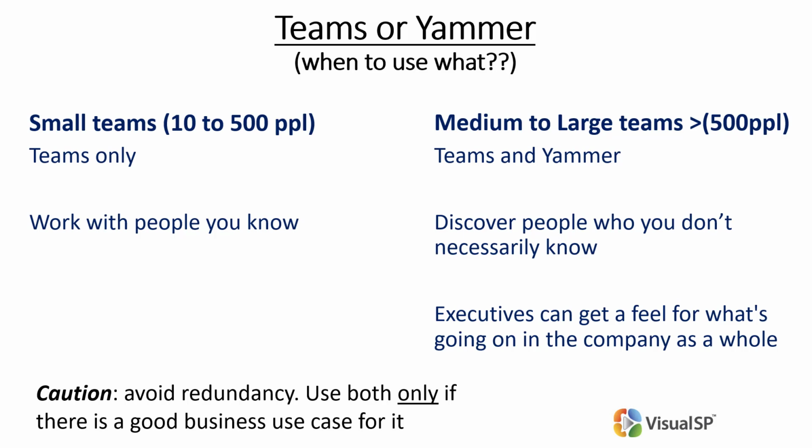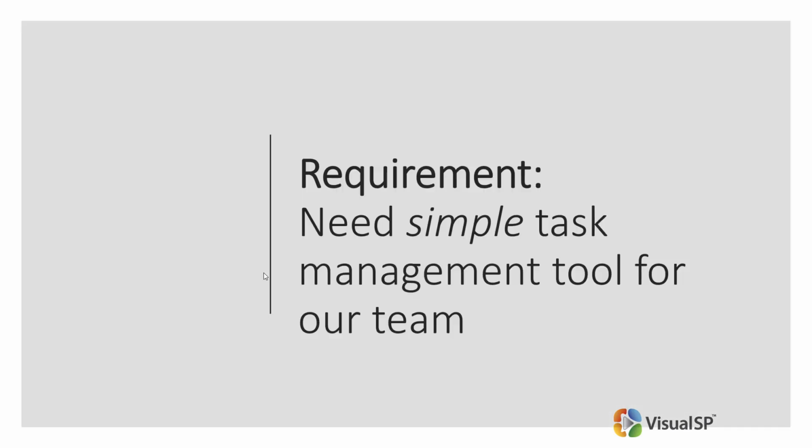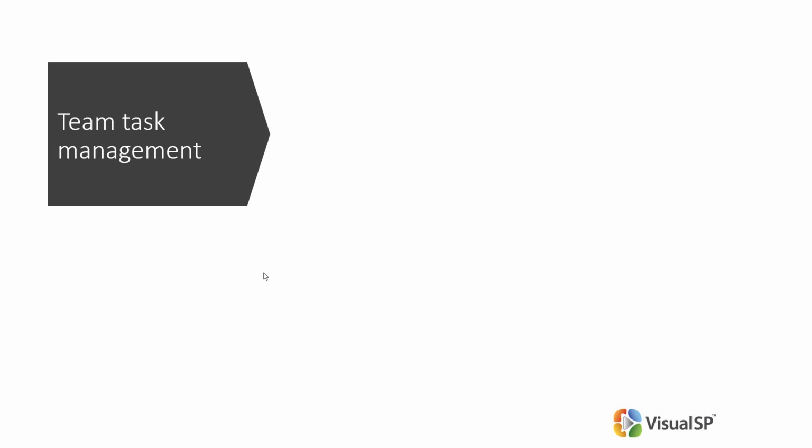As far as Contoso is concerned, Contoso actually stuck with Microsoft Teams. They did not use Yammer because Yammer just did not make sense for their amount of people, 150 people. Okay, so you don't have to use it, but use it if there's a need. A requirement Contoso has is to have a simple task management tool for the team. So what they're going with is Planner.